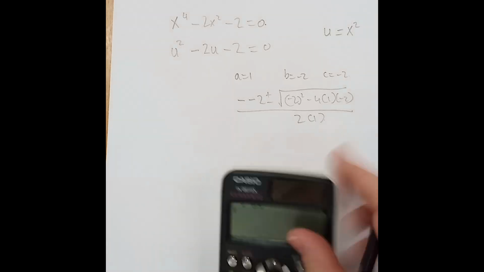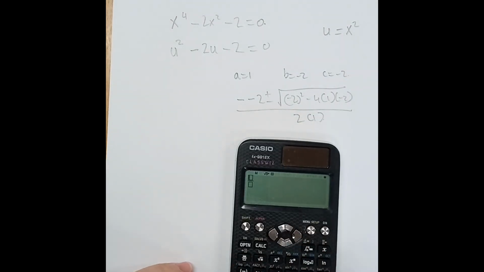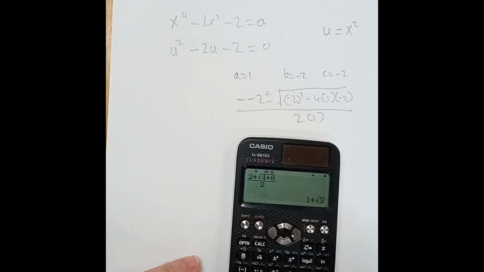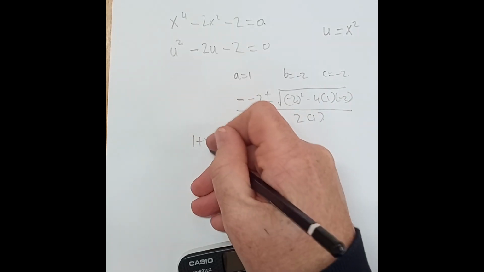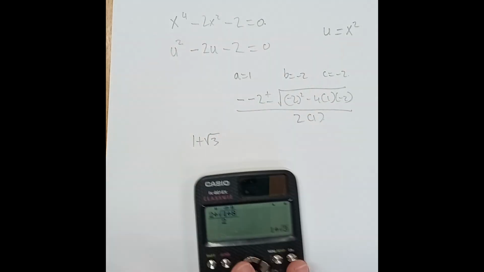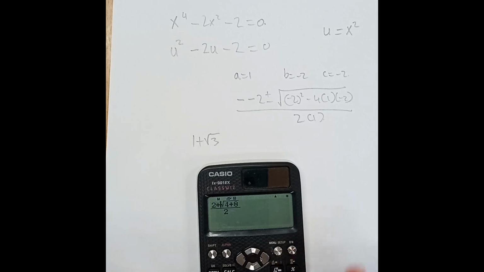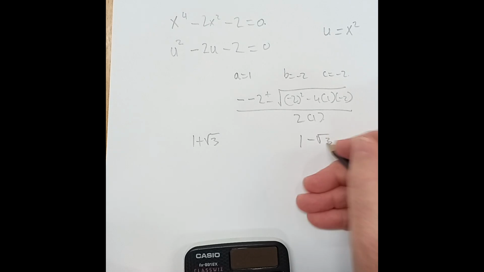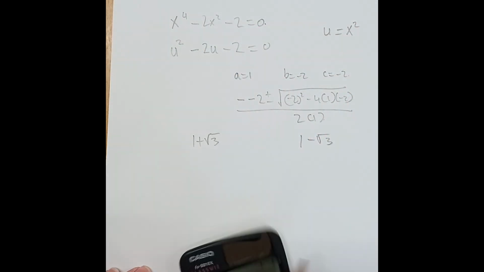Now you can skip bits of lines of this, so that's obviously a positive, so it's really just 2 plus or minus the square root of 4 plus 8. 2 squared is 4, and minus 4 times 1 times minus 2 is plus 8, so 4 plus 8 is 12, all over 2. So 1 plus root 3, and obviously the other version, if I change that to a minus, 1 minus root 3. So there's my two roots to this equation, but we know that this is u.